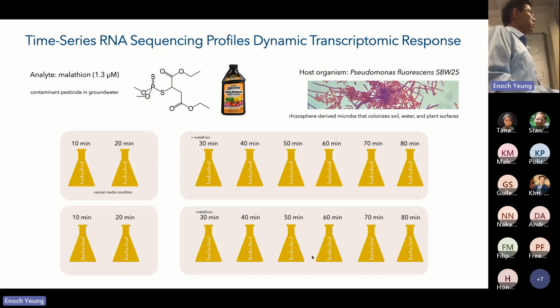But we picked Pseudomonas fluorescens because it lives in the rhizosphere of sugar beet plants. This was a soil isolate from that sort of a setting. It colonizes soil, water, and plant surfaces. And furthermore, we wanted to test its exposure to a pesticide that it typically might see in its life cycle, but that isn't supposed to directly affect it.